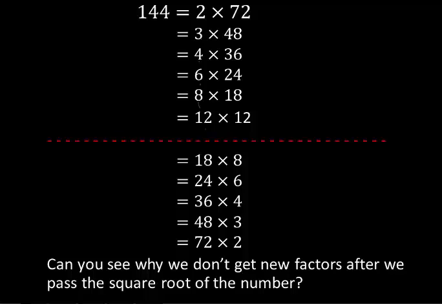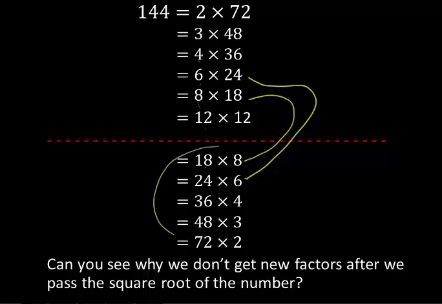And then the next divisor is 18. And that's 18 times 8. Oh, well, we already had 8 times 18. Then you have the divisor 24, but we already had 6 times 24, and so on. So you see that once you get to its square root, the other factors beyond that are just repeats of factorizations you've already checked. So you only have to check a number to its square root. I hope you can see why we don't get new factors after we pass the square root of the number.